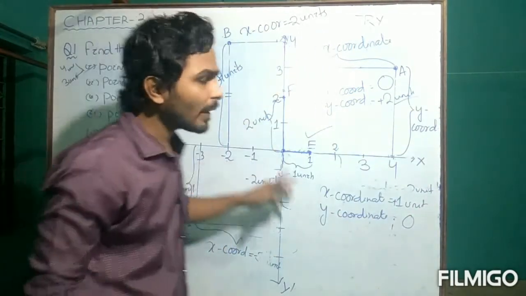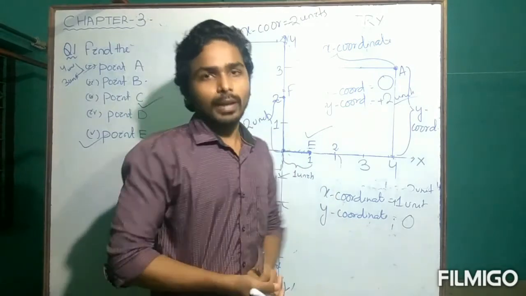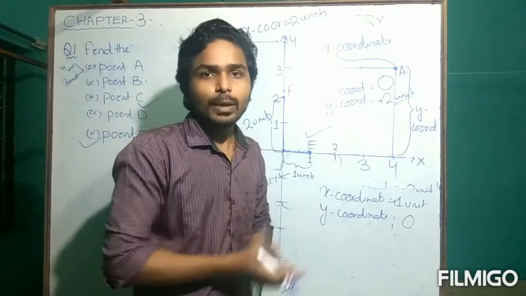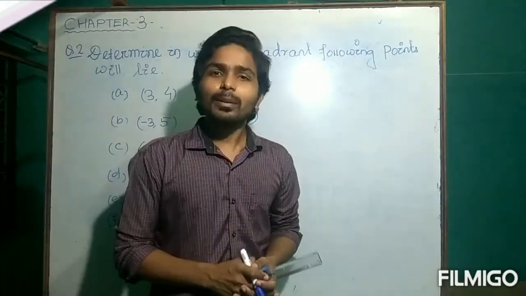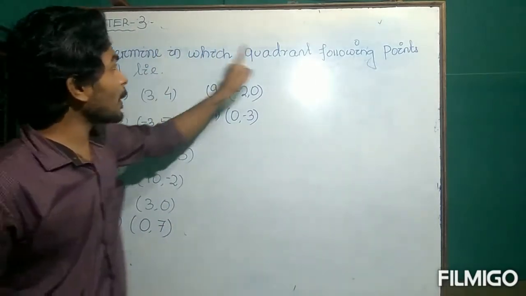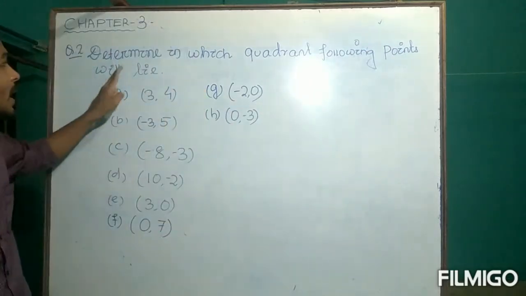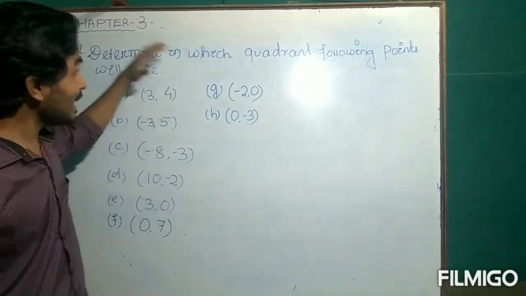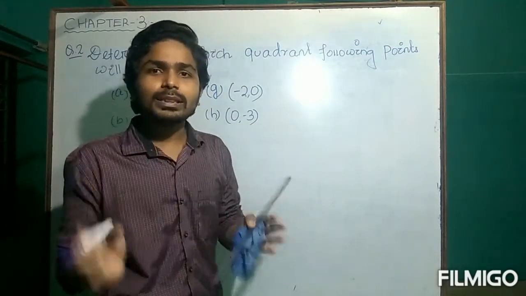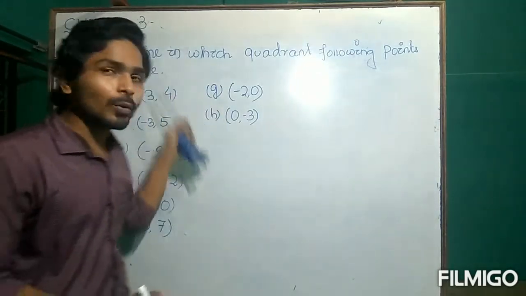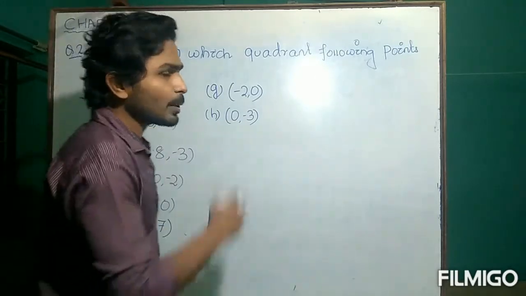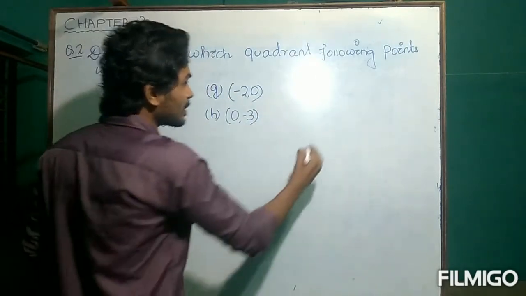Understood? Now you can easily find out the x and the y coordinate, or you can say the abscissa and the ordinate, of any point represented on an xy plane. Clear? Now coming to question number 2, in which we have to determine in which quadrant the following points will lie. That means we have to identify in which of the 4 quadrants 1, 2, 3 and 4 these points will lie in the Cartesian coordinate system. For this you first have to draw the Cartesian coordinate system.